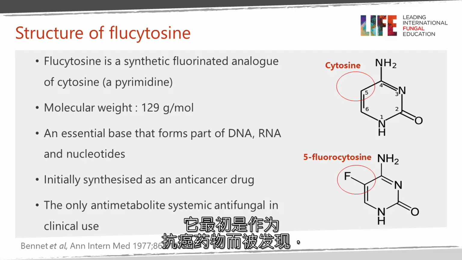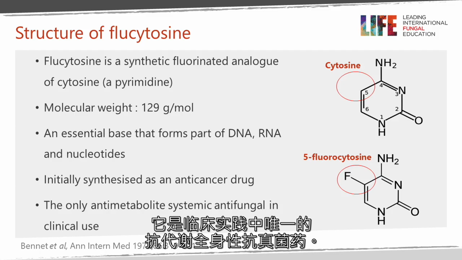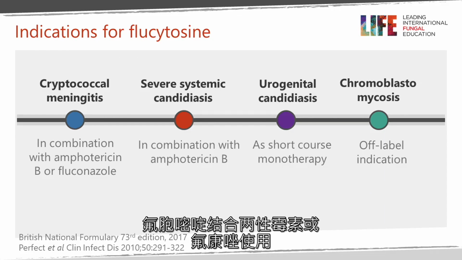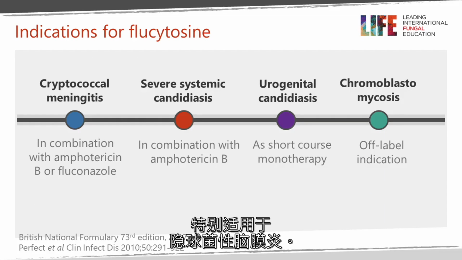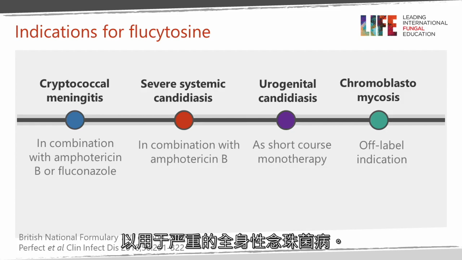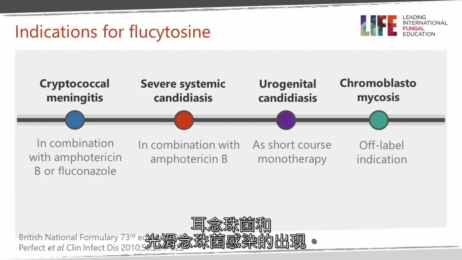It was originally discovered as an anti-cancer drug and in high concentrations does have bone marrow toxicity. It's the only anti-metabolite systemic antifungal in clinical practice. Flucytosine is indicated in particular for cryptococcal meningitis in combination with amphotericin. It can also be used in severe systemic candidiasis in combination with amphotericin, and with the emergence of multi-resistant Candida auris and Candida glabrata infections, this is relevant.